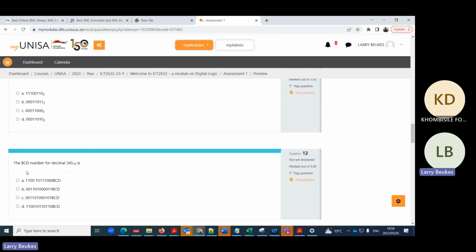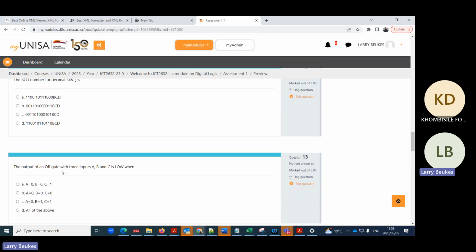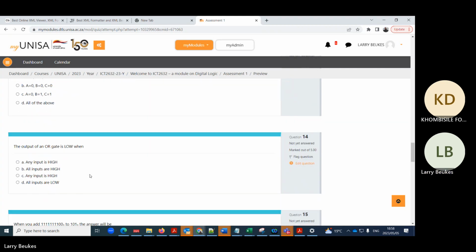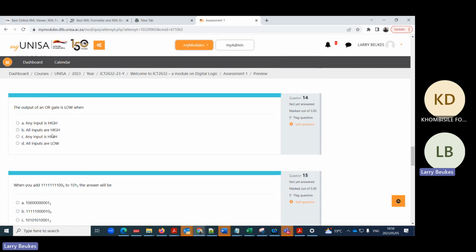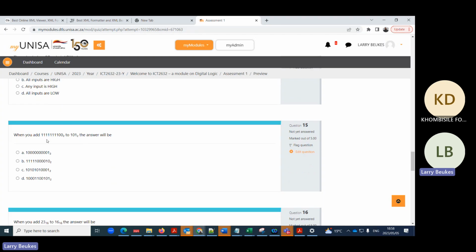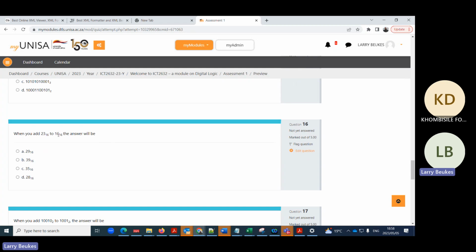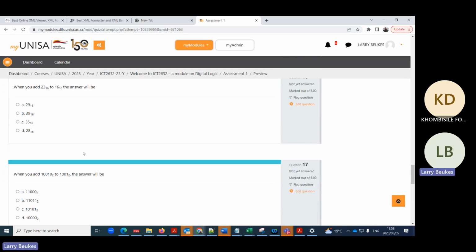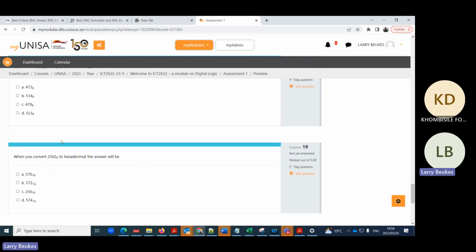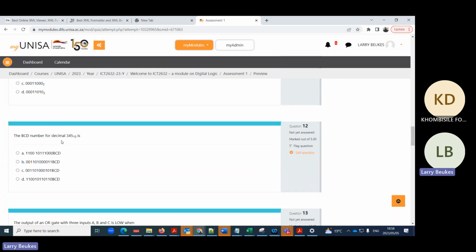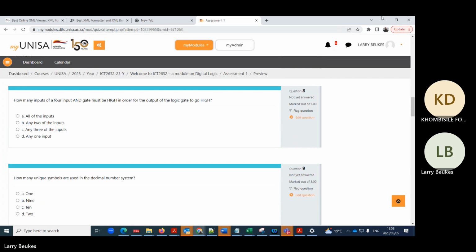BCD, I wanted to touch on this. BCD, binary coded decimal. The output of an OR gate is low when, you know, what does the OR do? It's in the previous video. Then there is addition. We touched on the addition last week. Okay, this is Excel addition. Everything is pretty much straightforward. Okay, no worries. Let's do this.